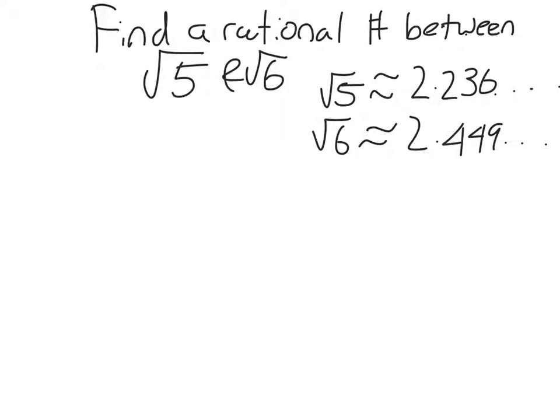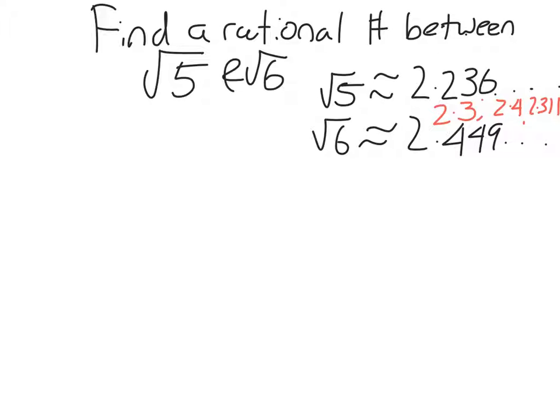So the easiest thing to do is just write any decimal that is terminating between those two numbers, because I know a terminating decimal is always rational. So a number that's more than 2.236 and less than 2.449, how about the number 2.3? That is a rational number. It's more than root 5, it's less than root 6. I could have chosen 2.4. I could have chosen 2.311. That's a rational number too, because it's a terminating decimal.